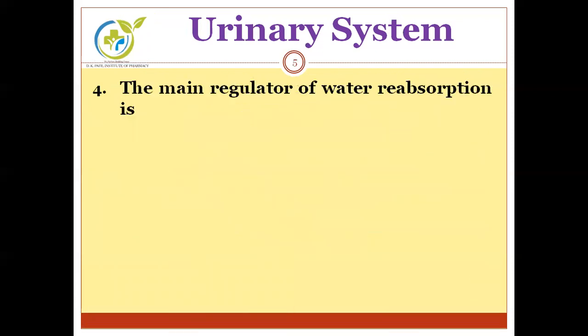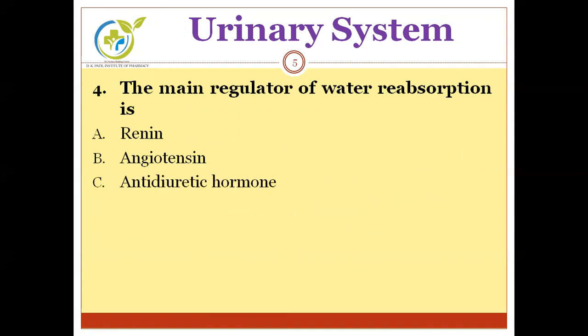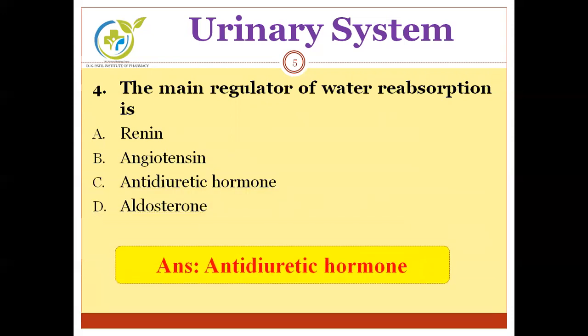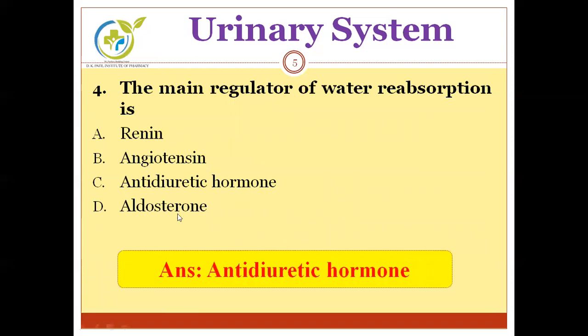Next question. The main regulator of water reabsorption is, options are A. Renin, B. Angiotensin, C. Antidiuretic hormone, and D. Aldosterone. Water reabsorption is regulated by antidiuretic hormone. Its short form is ADH, which is secreted by pituitary gland.